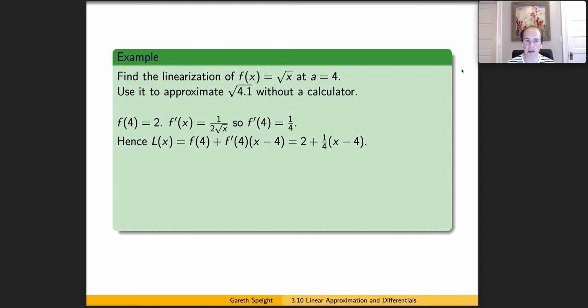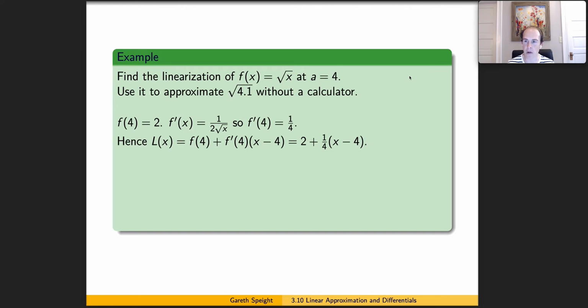So now that we have these unknowns, we can write out the linearization. By definition, it's f of 4 plus f prime of 4 times x minus 4. We sub in our 2 and our 1 over 4, and we get 2 plus a quarter times x minus 4. So this is the first part. We found the linearization of the square root function at a equals 4. And now in the next step, we want to use it to approximate square root of 4.1.